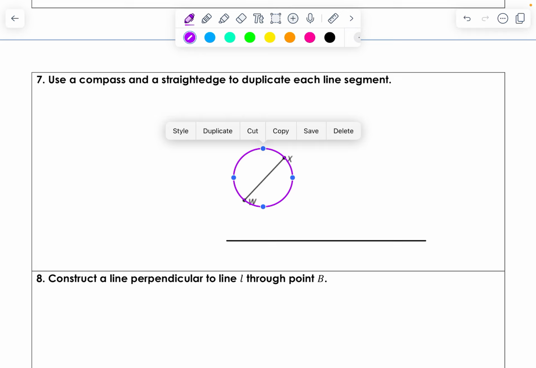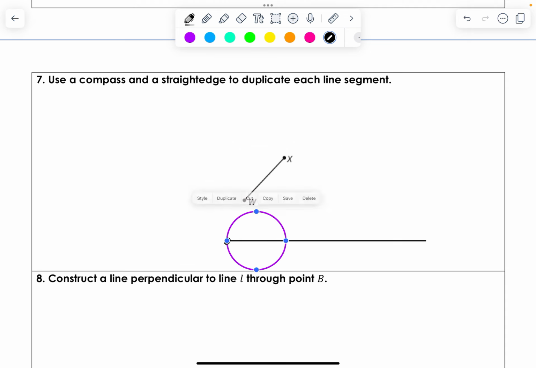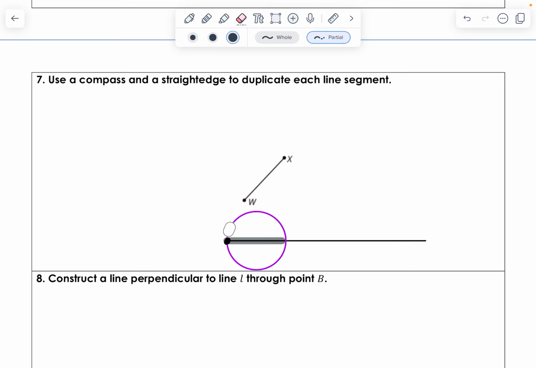Okay. Then that looks a little bit off, doesn't it? Okay. Then I'm going to simply, oh, I forgot my endpoint over here. I'm going to take that circle, put it on this new line, make sure it's lined up, and that's pretty much it. That's my answer right here. And if I were to erase all of that, then there you go. Beautiful.